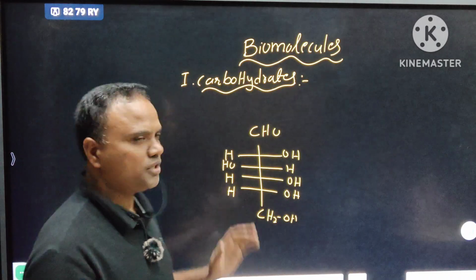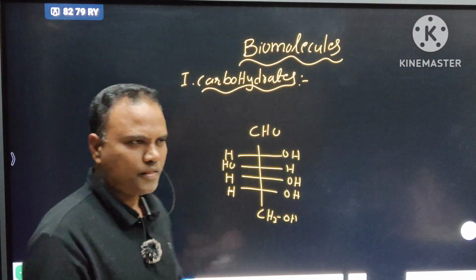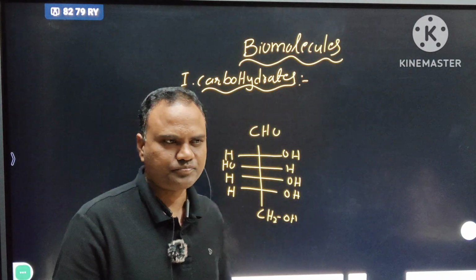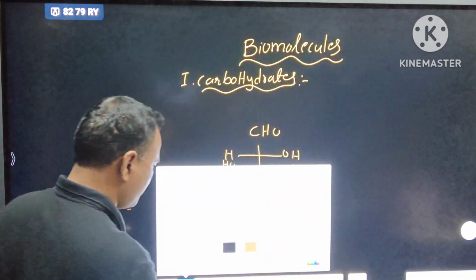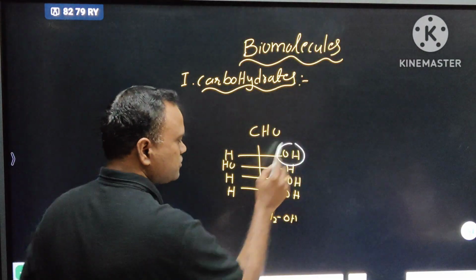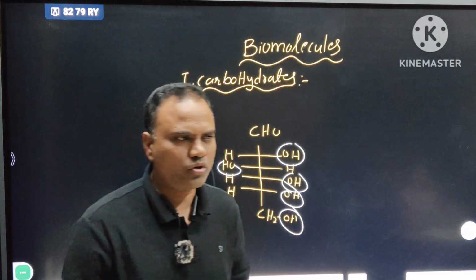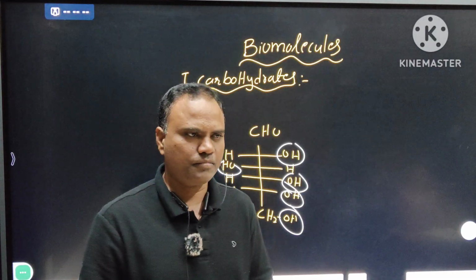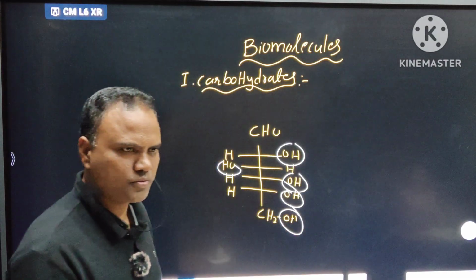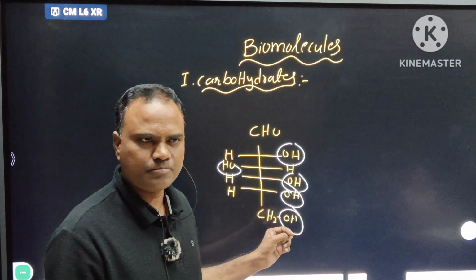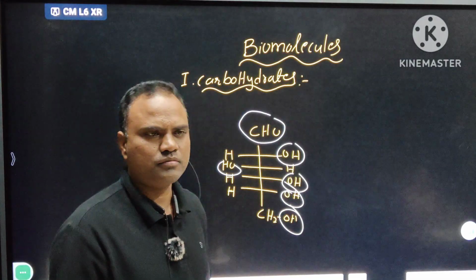And this is one carbohydrate. Observe this structure. In this, so many OH groups are there: OH group, OH group, OH group, OH group, OH group, OH group. Poly, many hydroxy groups. Polyhydroxy, aldehyde.